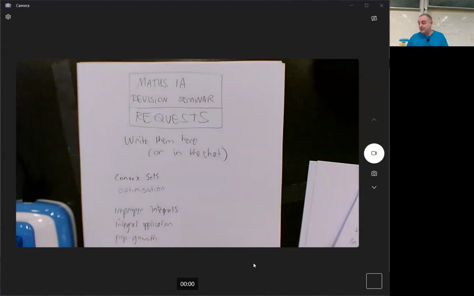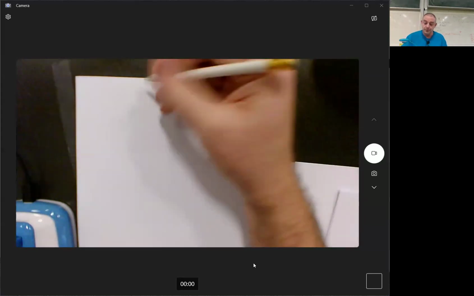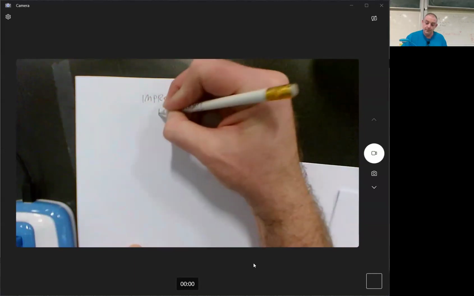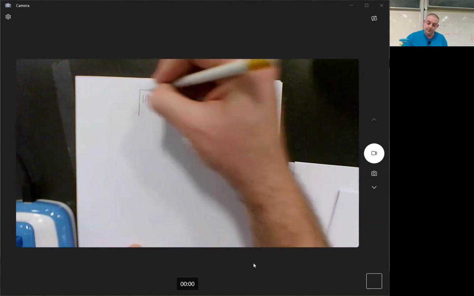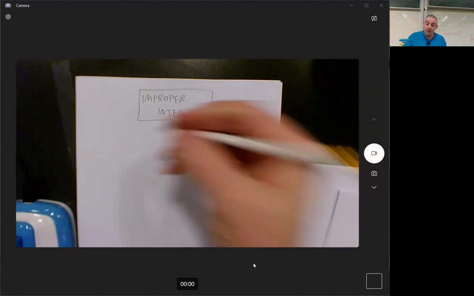I've had several requests, and we're going to start with talking about improper integrals. So improper integrals are a kind of definite integral. That's the first thing to know.